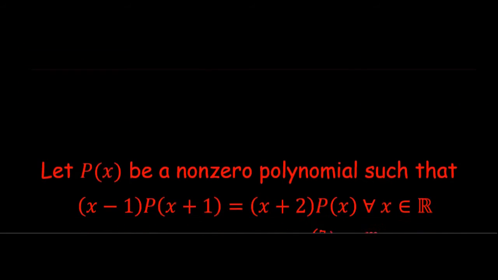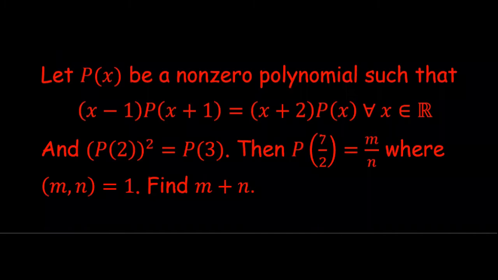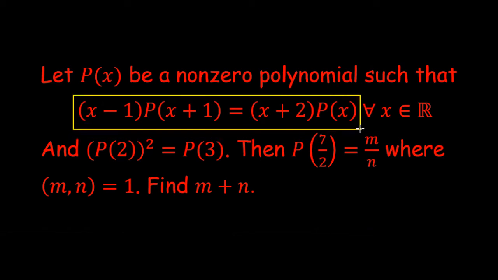Today we are going to discuss a problem that is taken from AIME 2016. The problem is as follows. Let P of X be a non-zero polynomial such that this condition over here is true for all real X and P of 2 whole square is equal to P of 3. Then if P of 7 by 2 is equal to M by N, find the value of M plus N if M and N have GCD of 1. So basically here we need to find the value of P of 7 by 2.